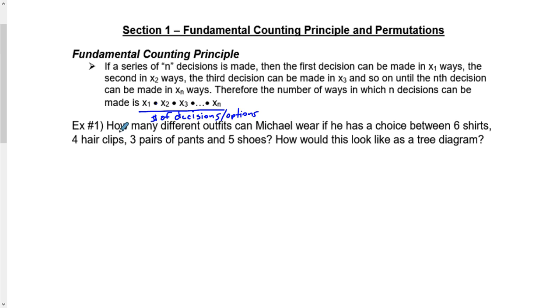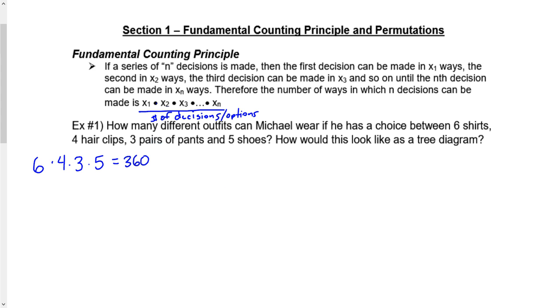So in our first example, Michael is wearing shirts, hair clips, pants, and shoes. If he has 6 shirts, 4 hair clips, 3 pairs of pants, and 5 shoes, all you're going to do is multiply those numbers together. Definitely not subtraction, it should be multiplication. Michael would have 360 different outfits to choose from.